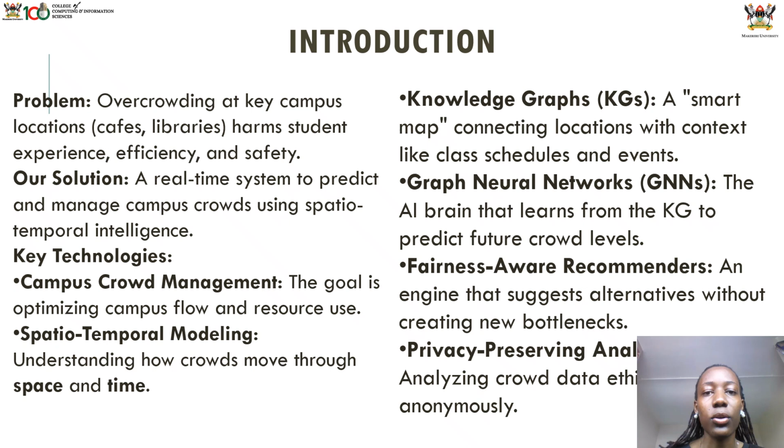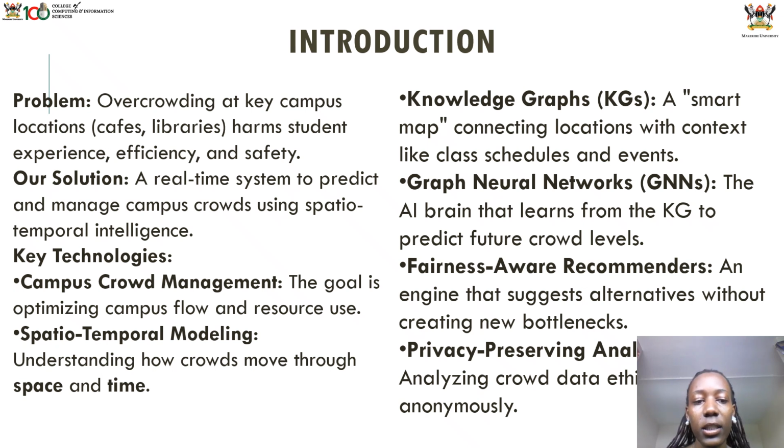So the introduction here talks about the problem, our solution, and the key technologies involved in this project. Our problem is basically crowding at some service points in our campus locations, such as cafeterias, libraries, examination halls and restaurants, which may harm students' experience, efficiency and also safety. Then our solution is a real-time system to predict and manage these crowds using spatial temporal intelligence.